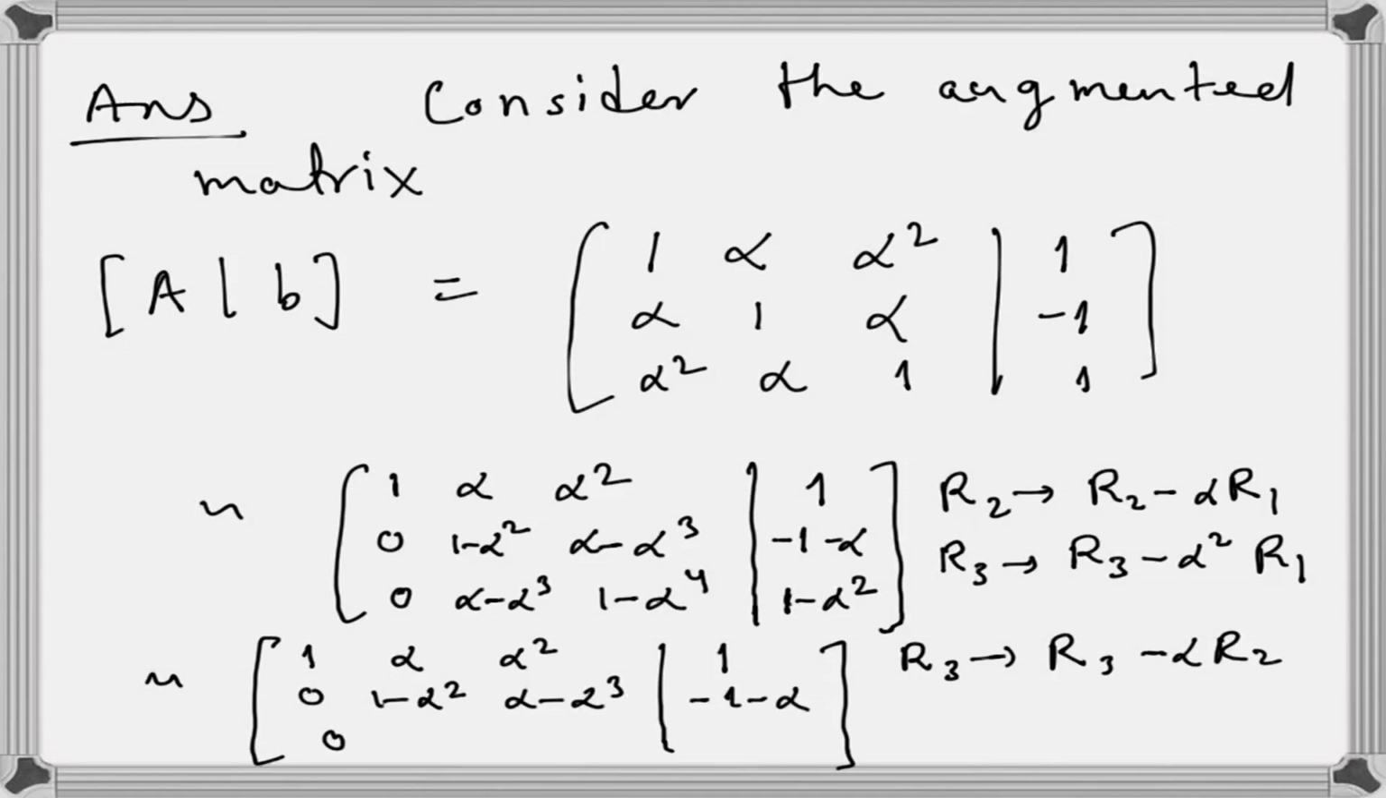this is 0, and this will also be 0. Then this is nothing but 1 minus alpha. This is 1 minus alpha to the power 4 minus alpha square plus alpha to the power 4, so 1 minus alpha square, and this is 1 minus alpha square plus alpha square, so this is 1 plus alpha. Now this is the reduced form of the augmented matrix.